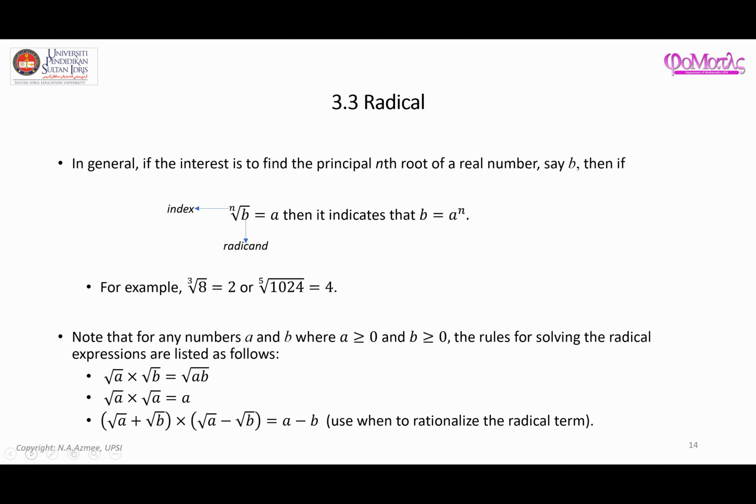Okay, so in general, again, let's talk about the principal nth root of a real number, which means you're just dealing with positive value, positive nth root, and that's why we are using the radical sign. Okay, radical sign, which is this one. Therefore, if you are interested in whatever nth root, it can be 2, 3, 4, and so on, then the general way of writing it is going to be in this form.